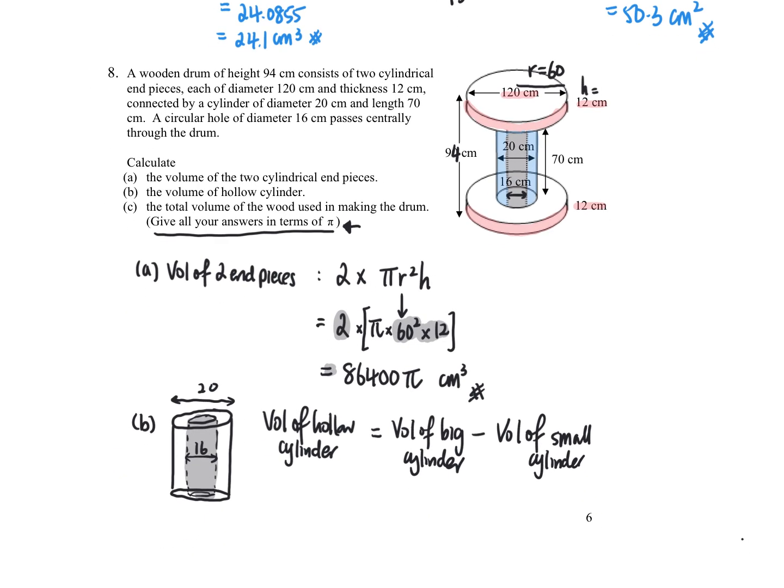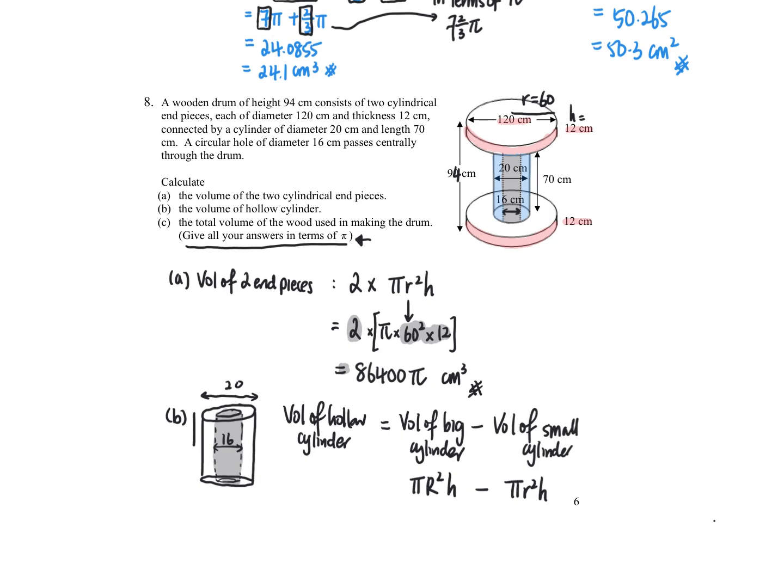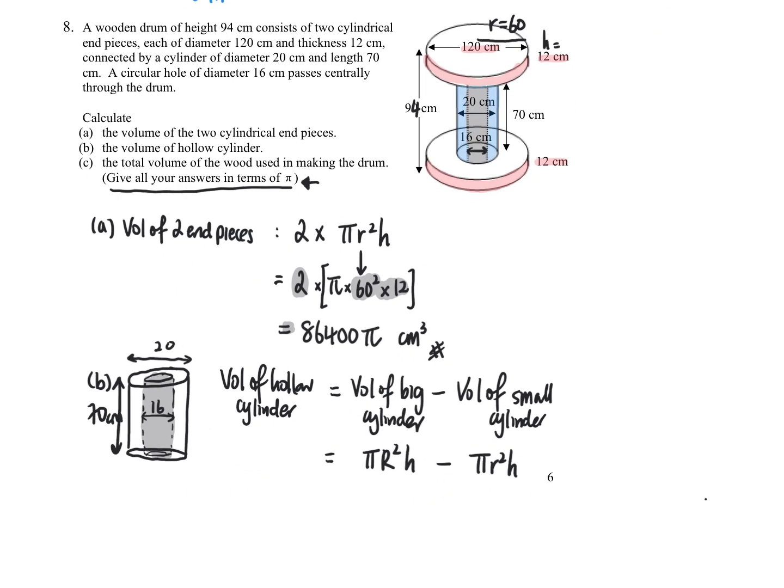So we will use the same formula, pi r square h minus pi r square h. Okay, I use big R for the big cylinder, small r for the small one. So height is the same. They already tell me it's 70 cm. So height no problem. So I put in all my info now.